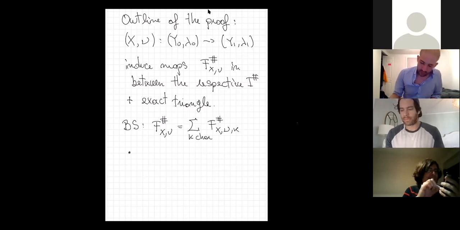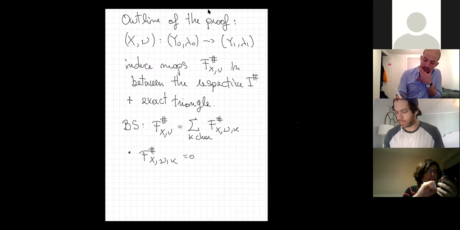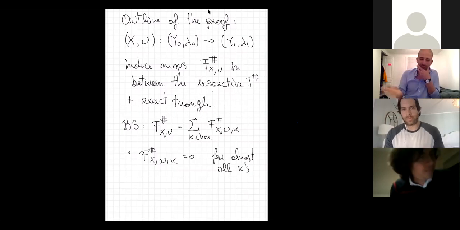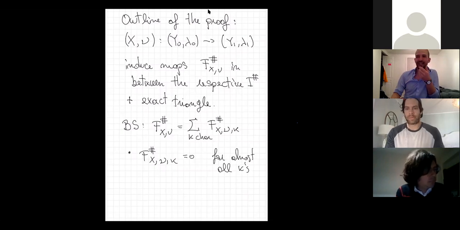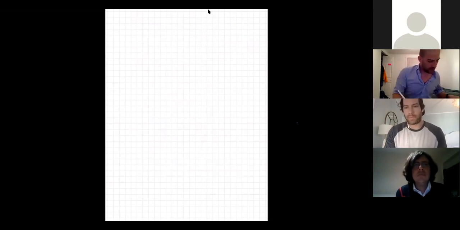Okay, so let me quote some properties of this splitting. The first one is that the map F sharp is zero almost always. And when I say almost all cases, I mean all of them except a finite number, so almost all in the counting measure. Then they satisfy two more properties: one is the adjunction, and the other is the blow up. Let me state them.